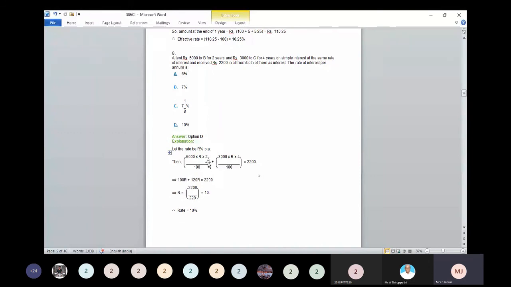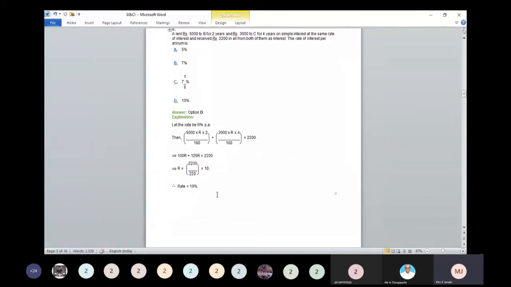For C, the formula is 3000 P, R, and T. So what about T? T is equal to 4 years divided by 100. So the sum total, this is the simple interest formula. When you're adding these values, we'll be getting the total interest. So the interest received finally, the amount is 2,200. So write 2,200. When you simplify this result, R is equal to 10, that is 10%.